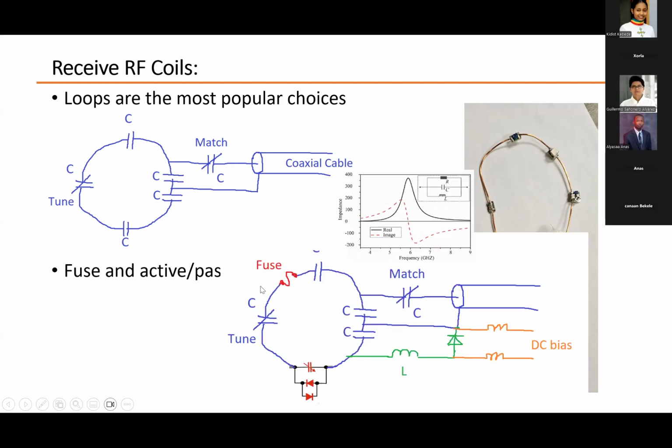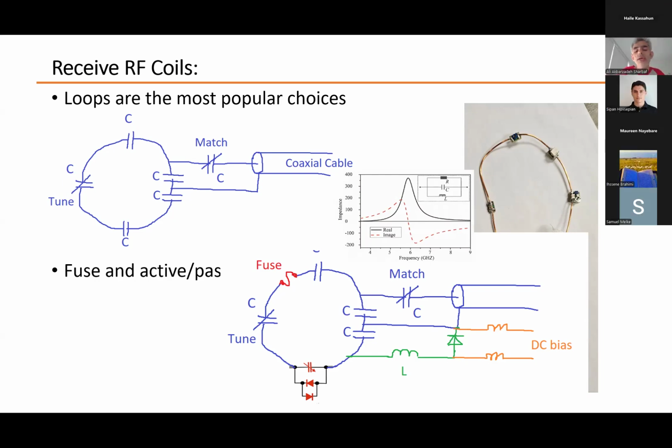First, we have a fuse. Why? Because if for any reason a huge magnetic field passes through this loop, a huge current will be induced inside the loop. And this fuse breaks the circuit, breaks the loop, if the current goes higher than a certain value, because this is the receive loop. The receive loop just wants to pick up a tiny signal from the brain or the other tissues. So the induced current should be a very, very small current, not a huge one.